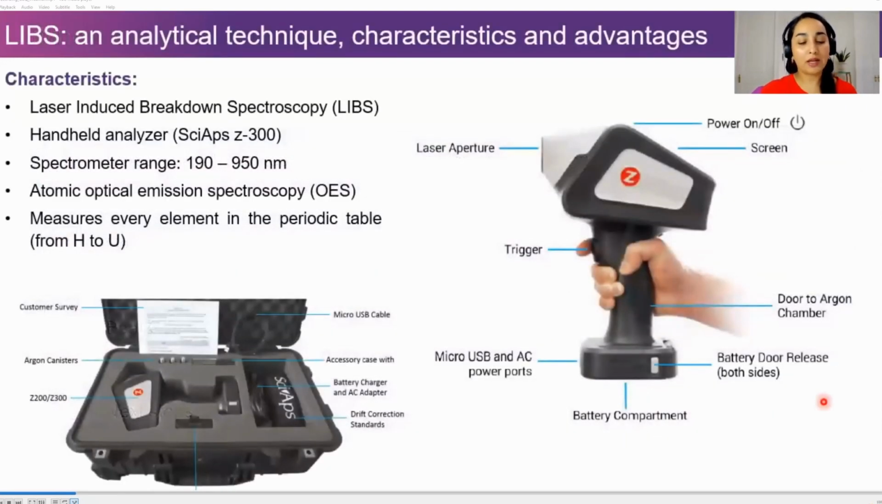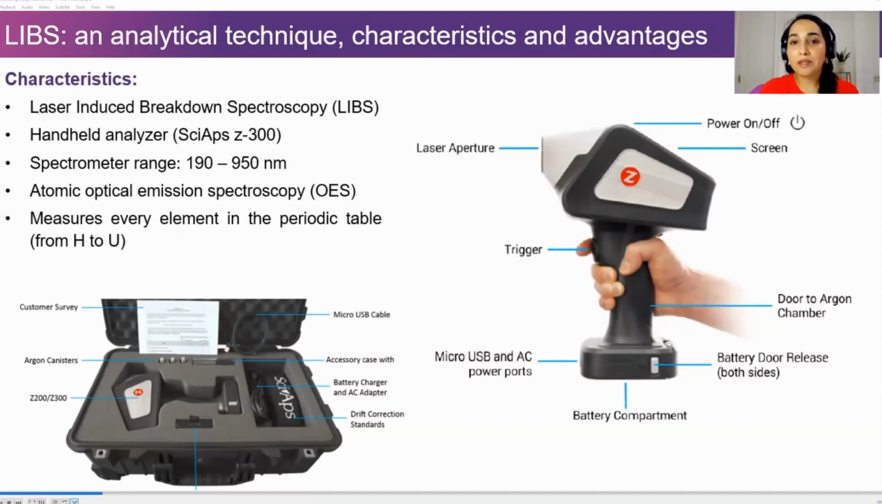So LIBS is the acronym for laser-induced breakdown spectroscopy. I'm going to talk specifically about the SciAps Z300 model, which is a handheld analyzer. This model covers a wavelength range between 190 and 950 nanometers. LIBS is a type of atomic optical emission spectroscopy, known as OES. In terms of measurable elements, this specific model covers every element in the periodic table from hydrogen to uranium, and also includes light elements such as sodium and lithium.